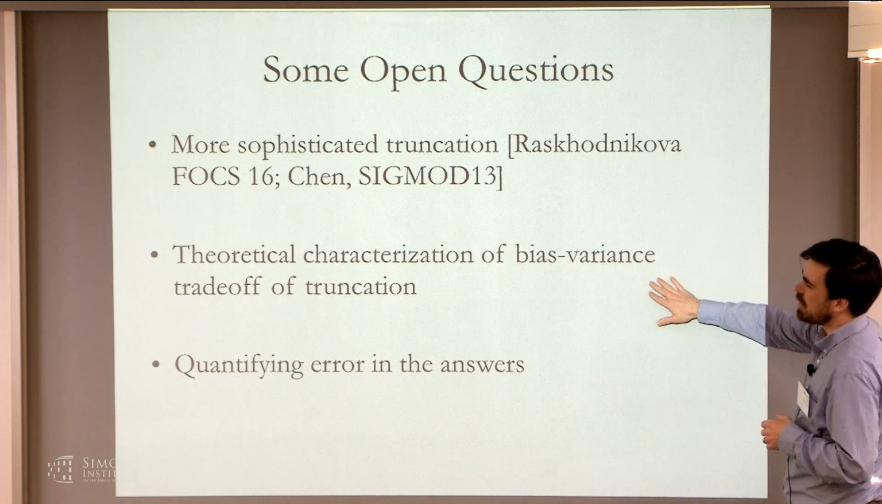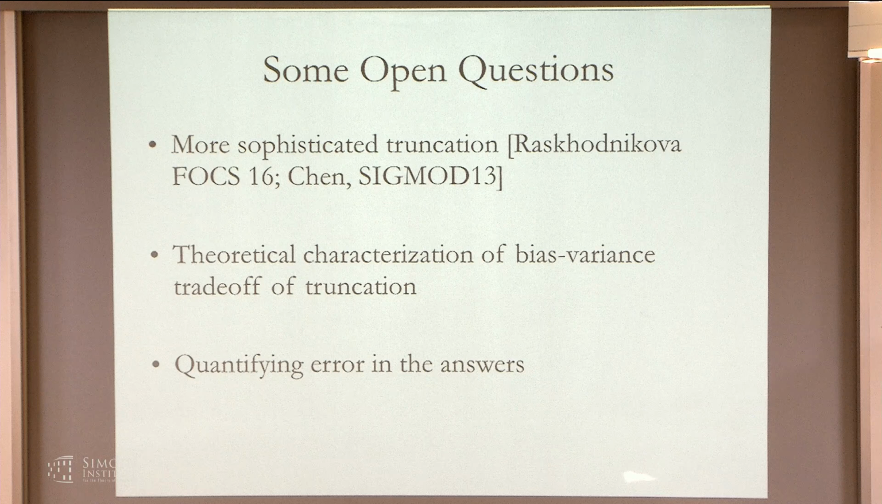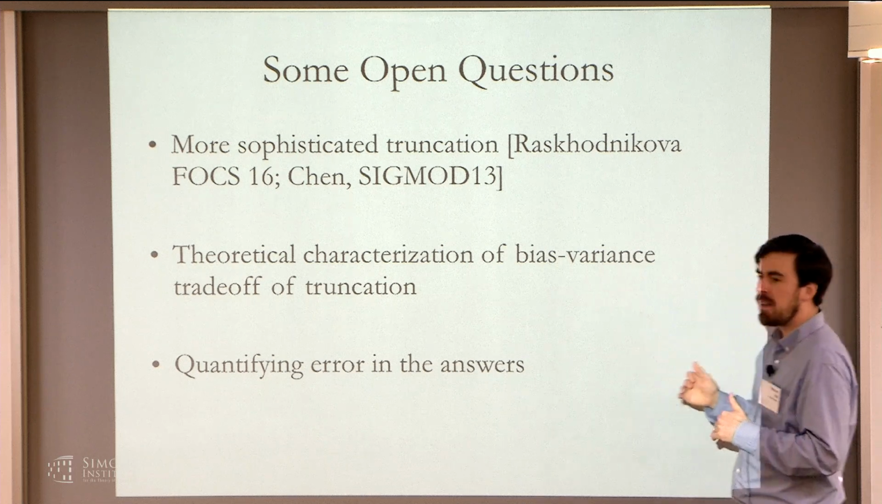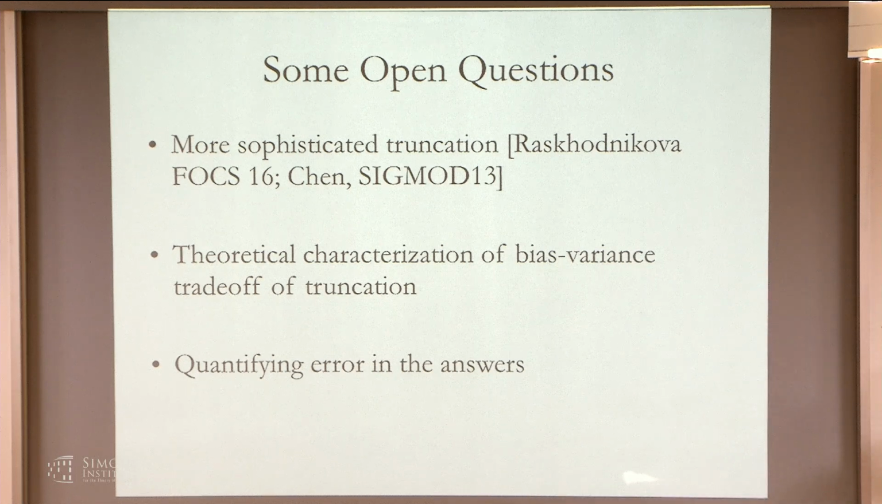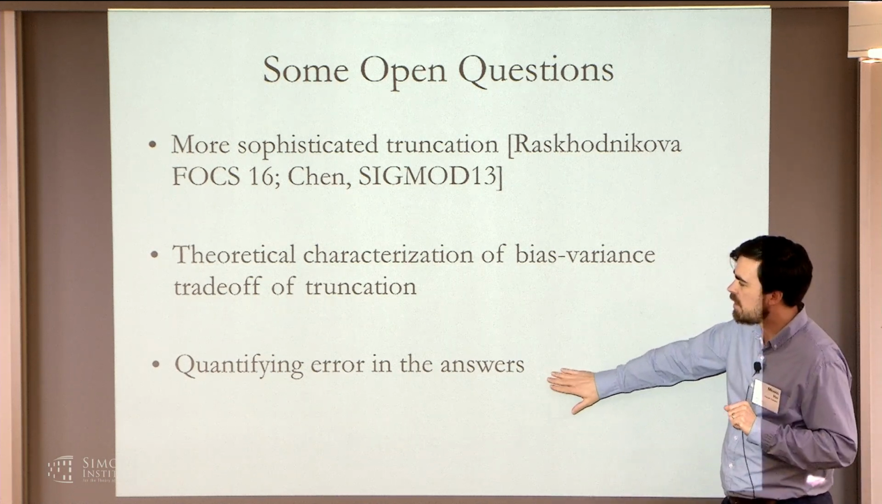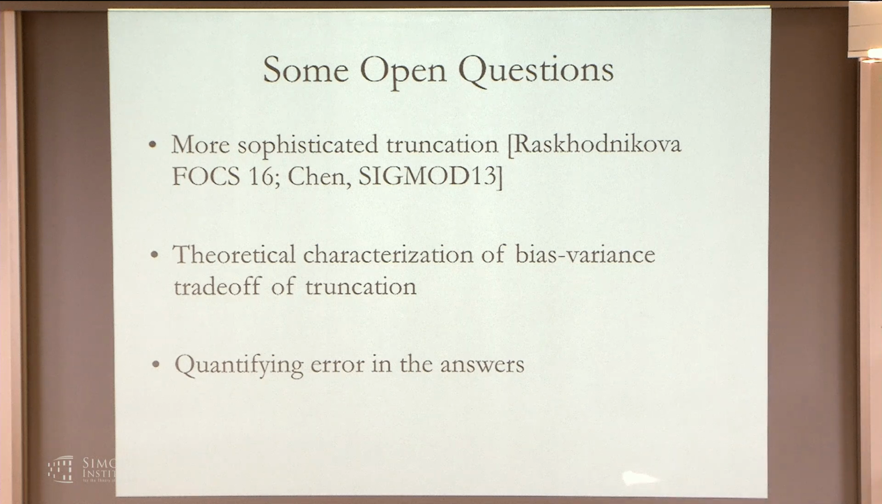I think there are some really interesting questions around this bias-variance trade-off. If I do truncation, I'm injecting some bias, but it substantially reduces the amount of noise I have to add. But what is the right threshold to pick? How do I pick that threshold in a differentially private way, and so on? And of course, this has shown up in other conversations and talks, if I am injecting this bias, how do I quantify that error and let the end users actually understand the impact of that?